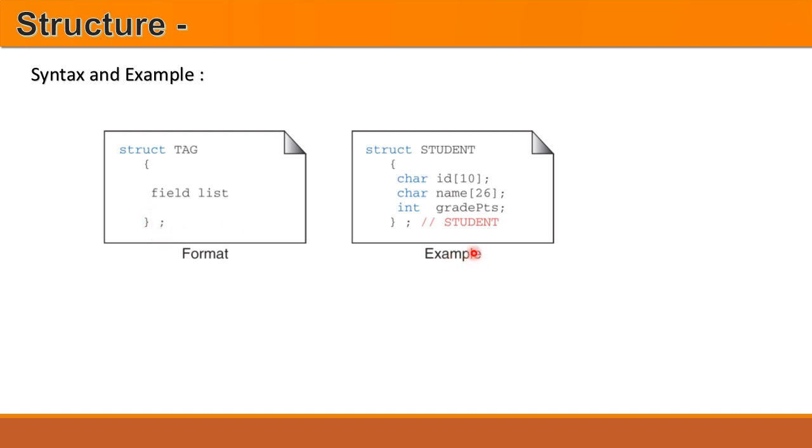Let's see the example. Let's consider we are defining the structure for student. So the syntax will be struct student and in a curly bracket, character ID of size 10. It is an array of size 10. Then name, character name of size 26 and integer grade points. Grade points are an integer and all these three elements are enclosed within curly brackets and finally the semicolon.